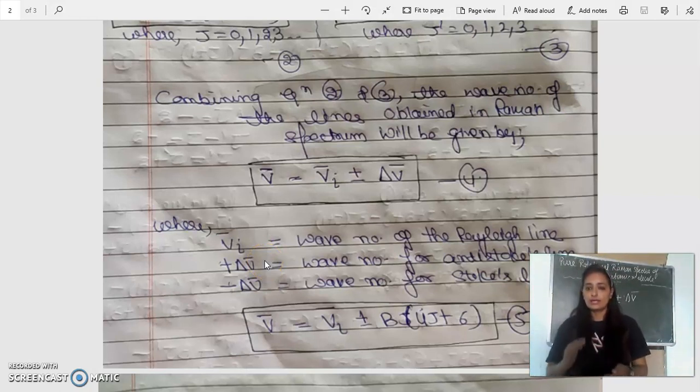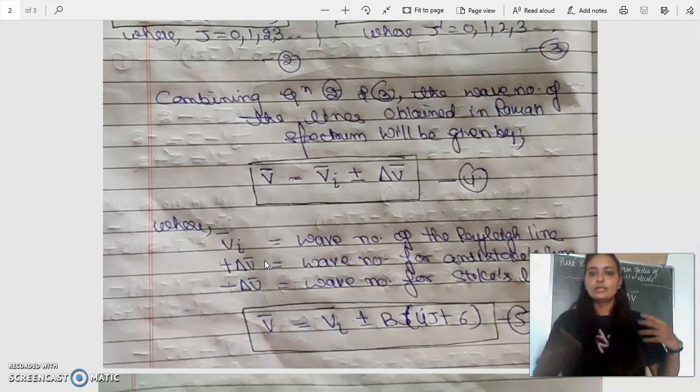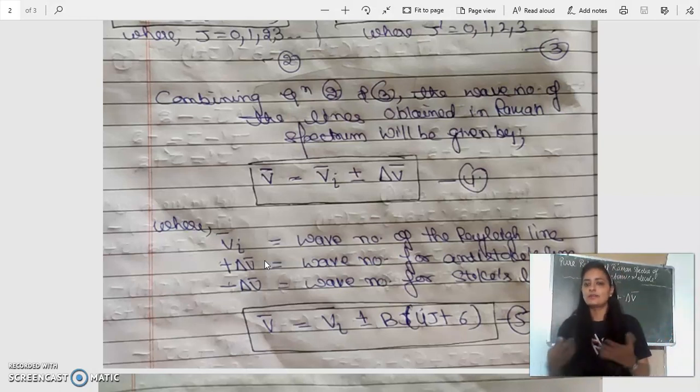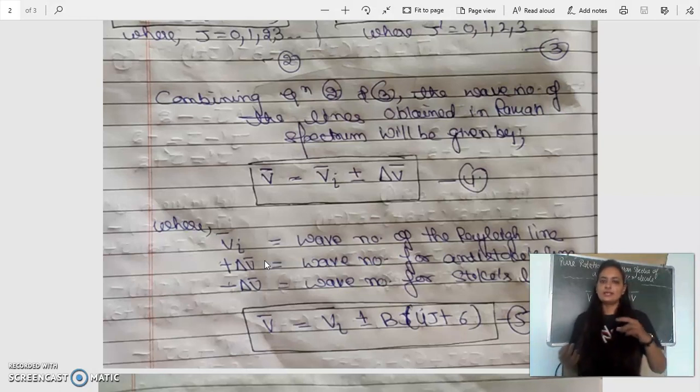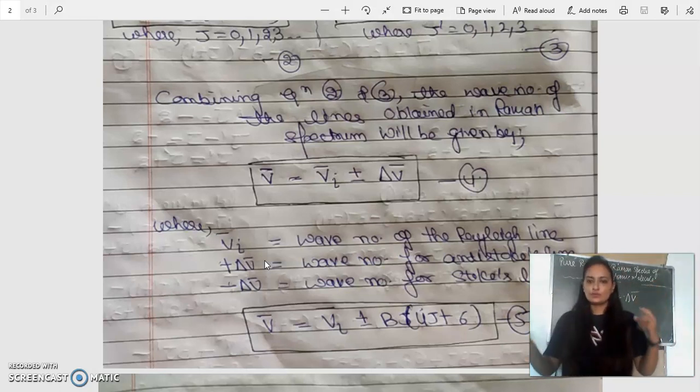You know that anti-Stokes lines have higher energy than that of your incident photon. The scattered photon in this case has the higher energy, and when we are talking about Stokes lines, in that case your scattered photon has the lower energy than that of the incident photon, right?